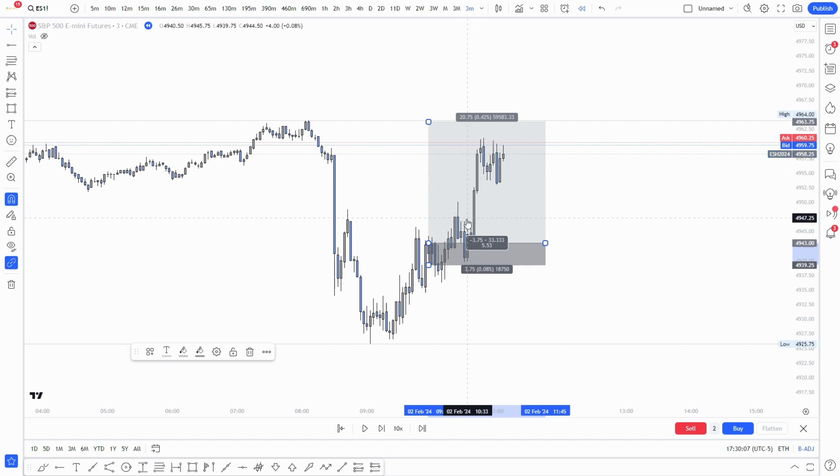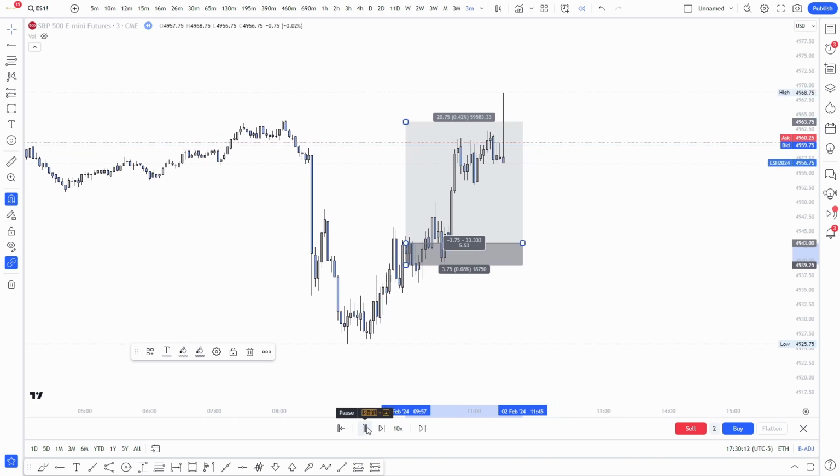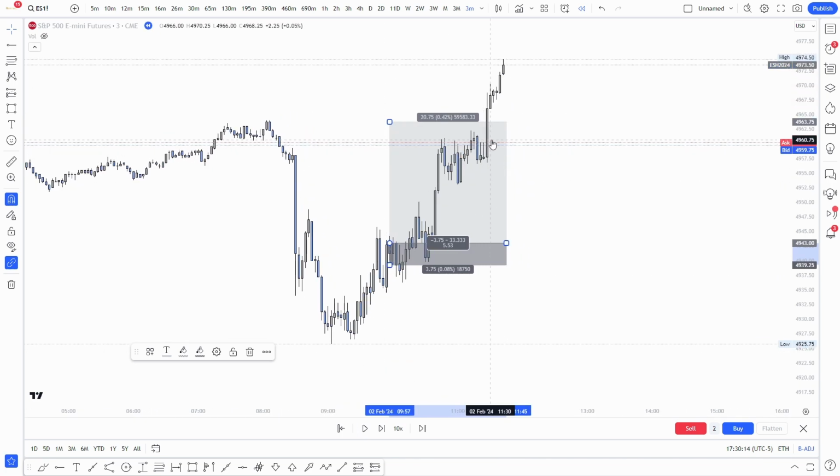Notice how we got this displacement. We got our retest, 5.53 risk to reward, and we take out our buy side liquidity here.